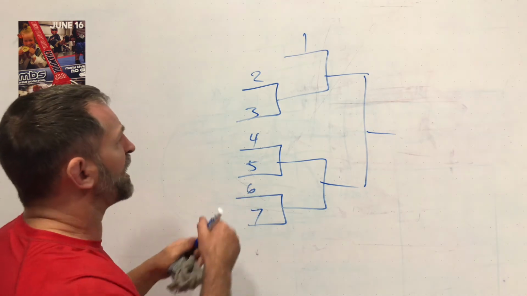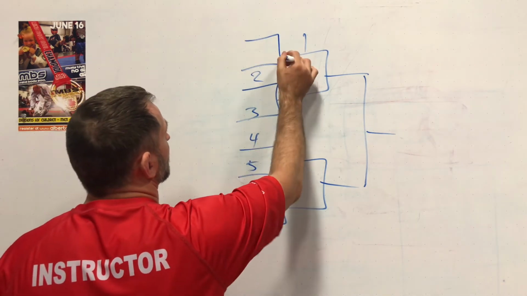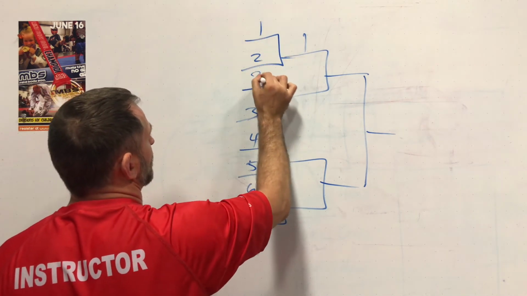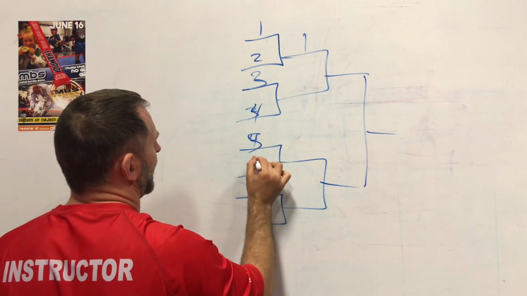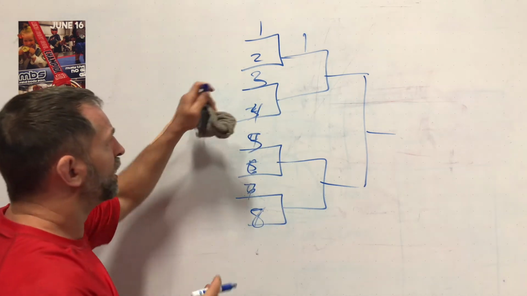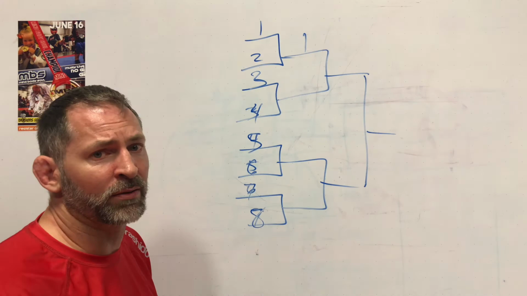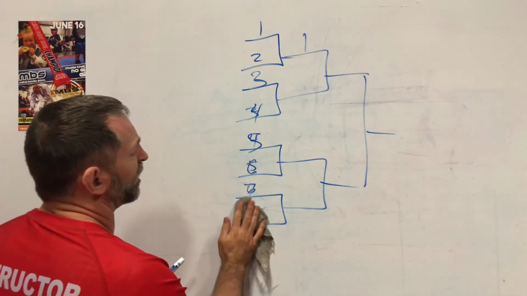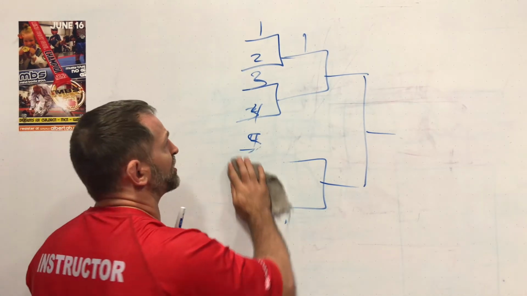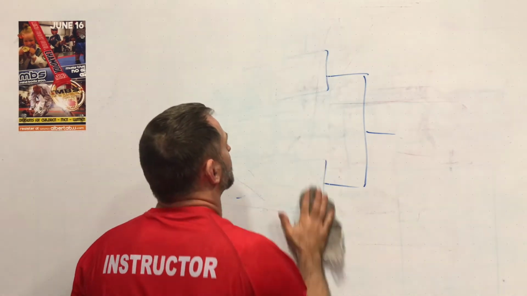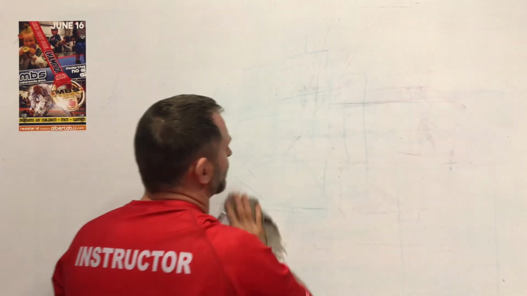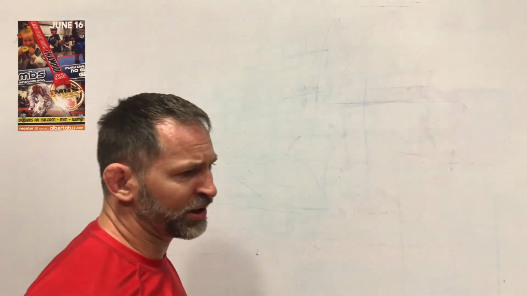The only difference between 7 and 8 is if this is an 8-person division, it'd be 1, 2, 3, 4, 5, 6, 7, 8, right? So an 8-man bracket works out very, very well because it's all even. Everybody gets the same amount of matches. That's what's great.